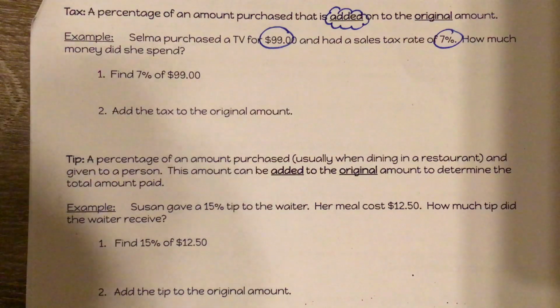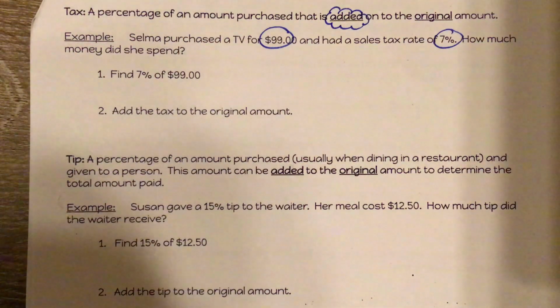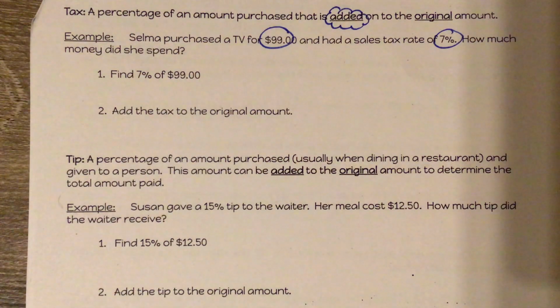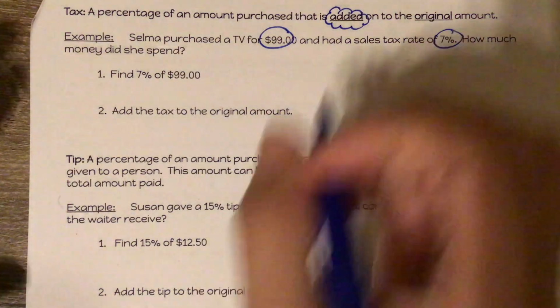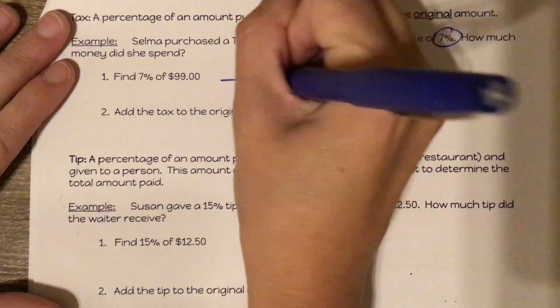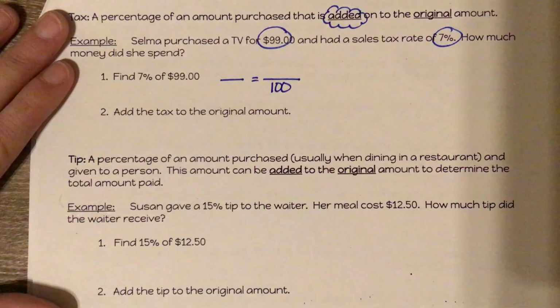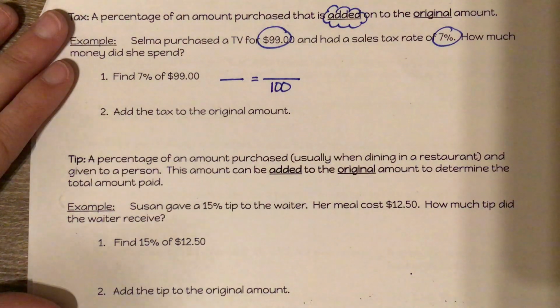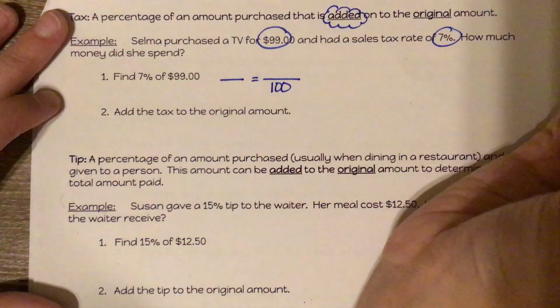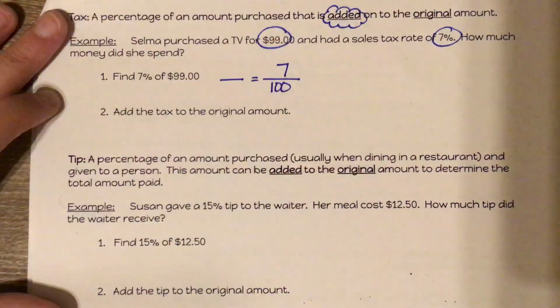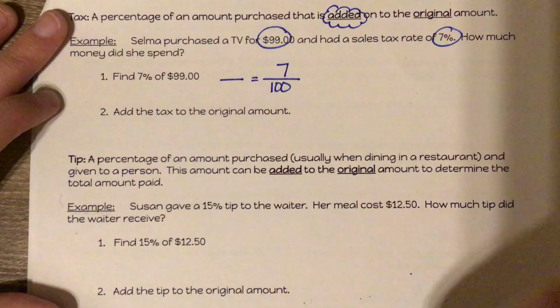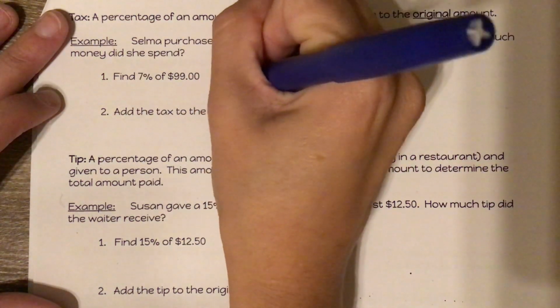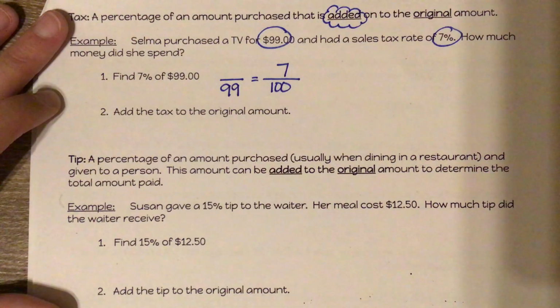I'm going to use a proportion. You don't have to use a proportion. There's lots of different ways to get into the same answer, just as long as you're plugging in the numbers in the correct spot. So if I'm setting this up as a proportion, I know we're talking about percent, so it's out of 100. I know this percentage is 7%. And I know that the amount, the total of the TV is $99. We are solving for the tax. We want to know how much the tax is.